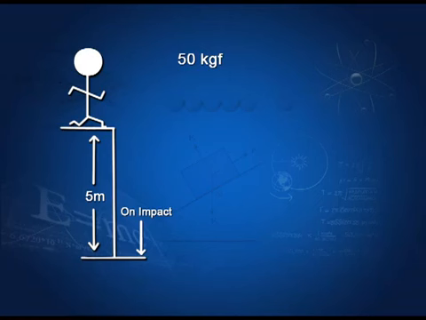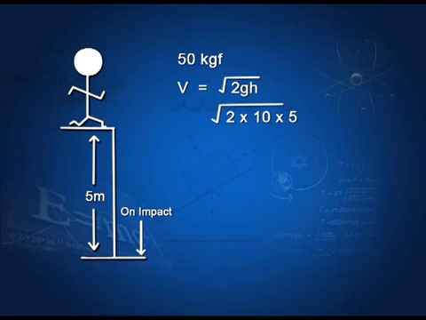In doing so, let us calculate what will be his strike velocity on the ground. So, V would be equal to root of 2gh, and if we substitute the value for g as 10 meters per second square, we will have 10 and 5 here, and this gives us 10 meters per second.